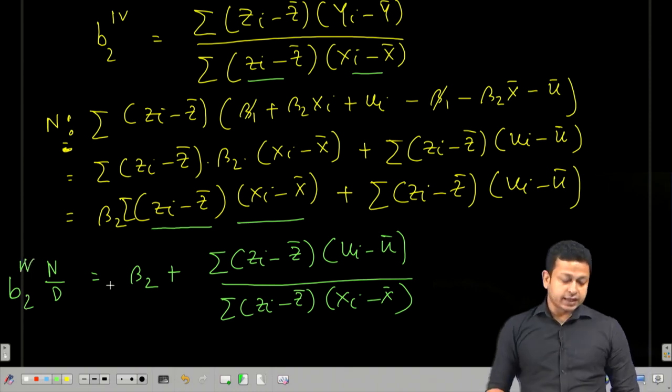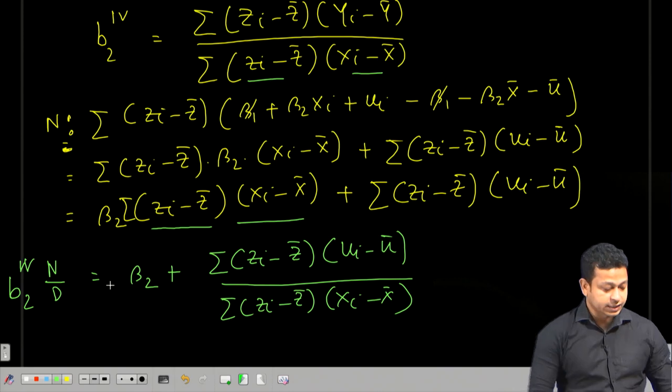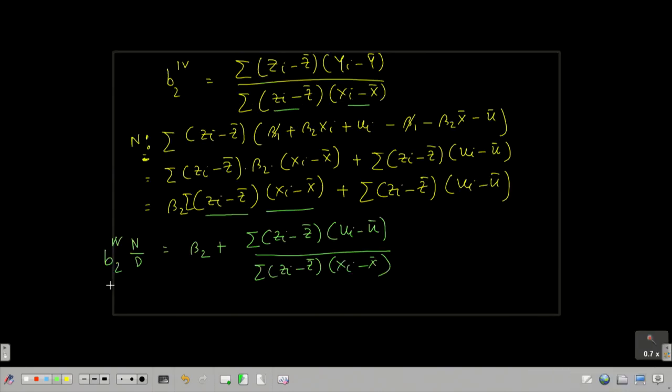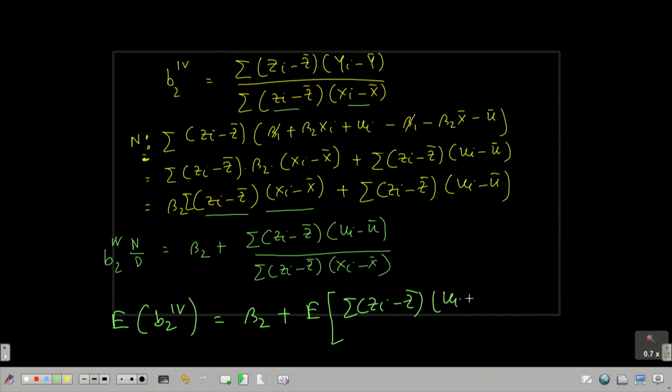Now, if I take an expected value of beta 2 IV, if I take an expectation on both the sides, the expectation of beta 2 is going to be beta 2, and this is going to be the expectation of the whole term, that is z I minus z bar into u I minus u bar divided by summation of z I minus z bar into x I minus x bar.